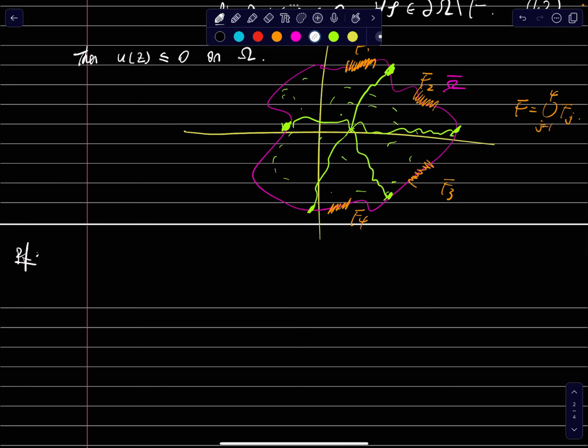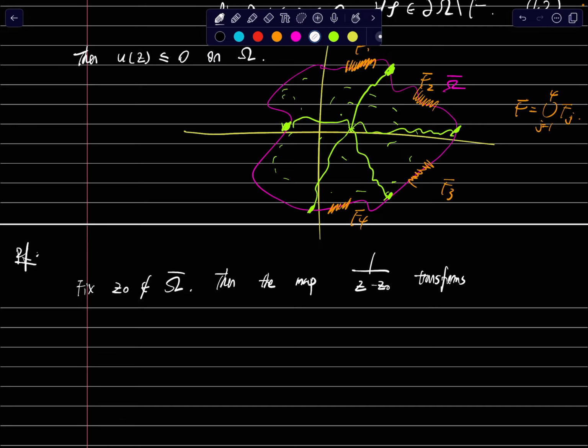So we first make an observation. If we fix some z naught, a point that is not in the closure, then the map z minus z naught, take the reciprocal, transforms omega into a bounded region. If one is familiar with complex analysis, then one can realize that this function is actually a Mobius transformation or an inversion.